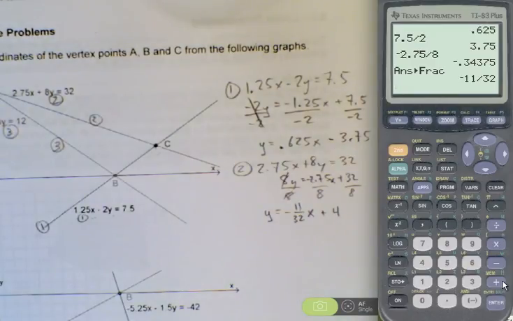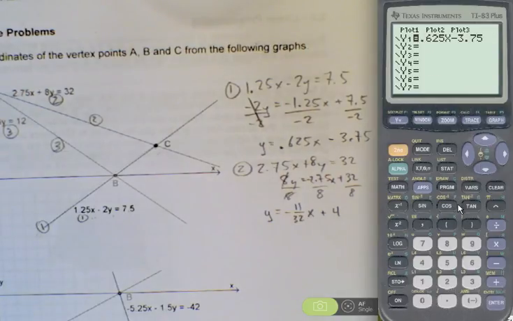Okay? To type that in, you would just put that right underneath it. I'd go bracket negative 11 over 32 times x plus 4. And I should have had a bracket there.